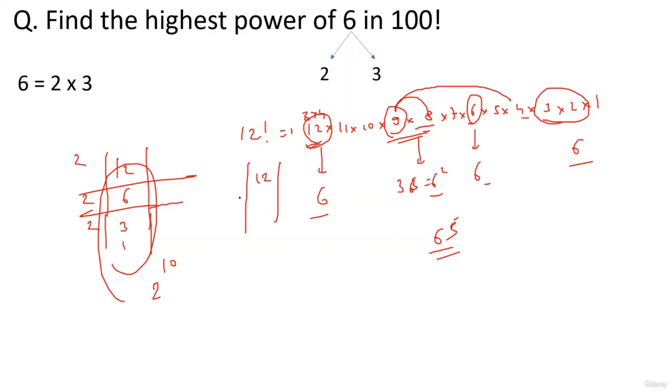Again, if you divide 12 by 3, you will get the highest power of 3. 3 4s are 12, 3 1s are 3, 4 plus 1 is 5. So the highest power of 3 is 5. Guys, we observed, what was the highest power of 6? It was 5, right? Okay, now see how the highest power of 6, which is 5, is formed.